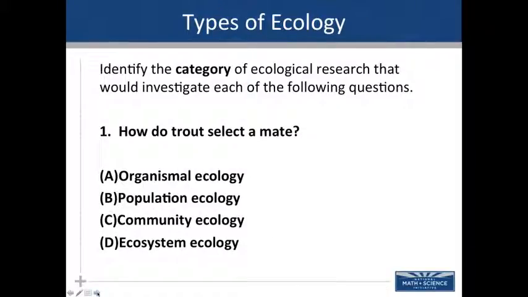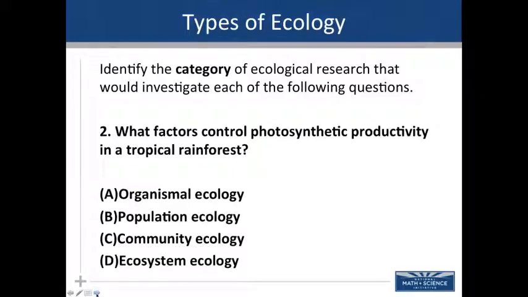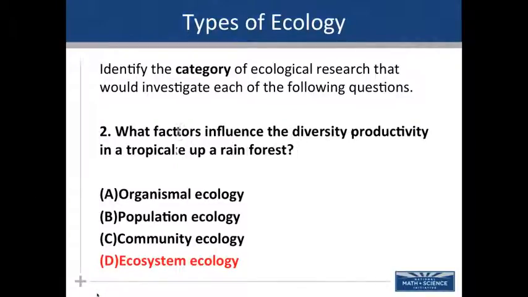So let's look at this category and see if we can figure out which type of ecology this research question would be investigating. How do trout select a mate? What type of ecology is that? Well, if you chose organismal ecology, you are correct. Let's try another one. What factors control photosynthetic productivity in a tropical rainforest? So photosynthetic productivity, that's going to have to do with how much chemical energy is able to be converted from the sun, and that would be ecosystem ecology.